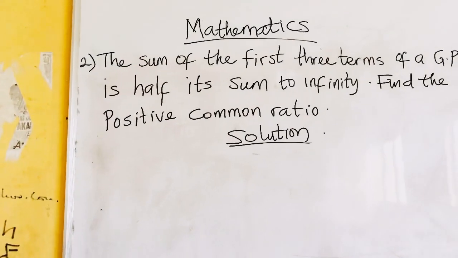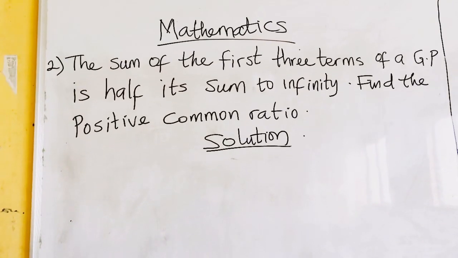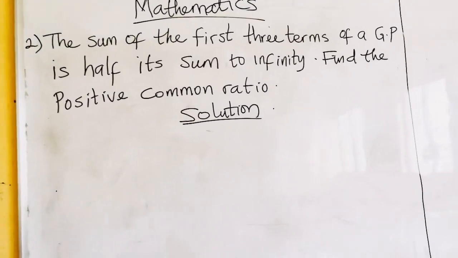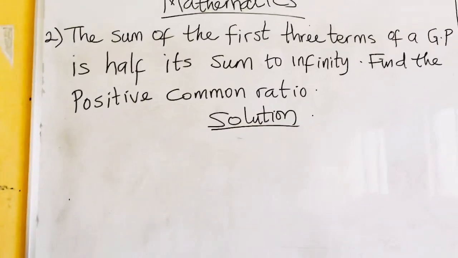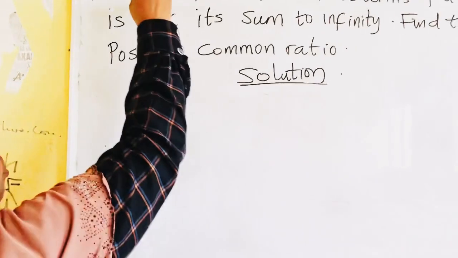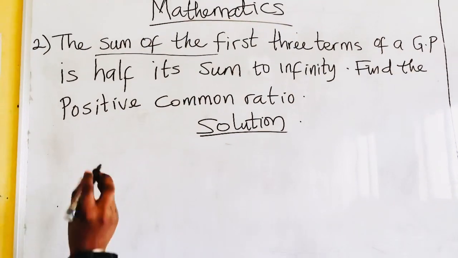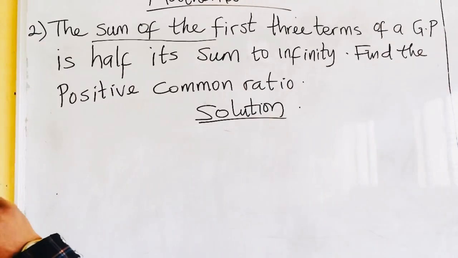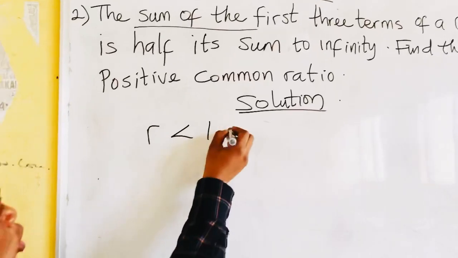2. The sum of the first 3 terms of a GP is half its sum to infinity. Find the positive common ratio. So here, the first thing that we need to do is write the sum of the first 3 terms of the GP. And since they say that it's the sum of infinity, it means that r is less than 1.